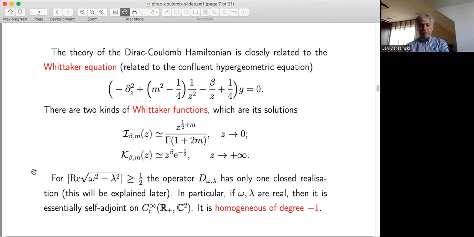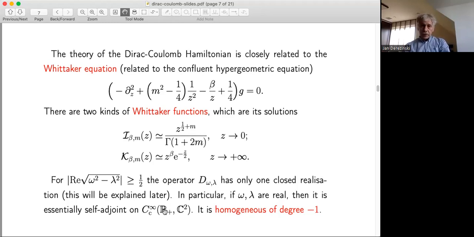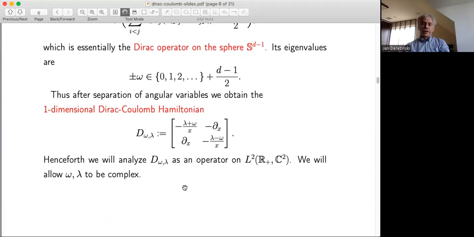Now, the first fact that one can show is that in a certain region of parameters, which is described here, so if the real part of the square root of omega squared minus lambda squared is greater than 1/2, the operator has only one closed realization. So in particular, if omega and lambda are real, then it is essentially self-adjoint on a natural domain. It is also homogeneous of degree -1. So the thing that one should remember about this operator is that all terms are homogeneous of degree -1: the derivative and also 1/x.